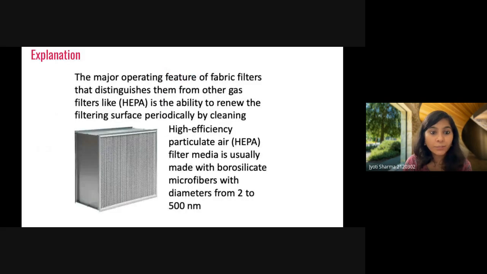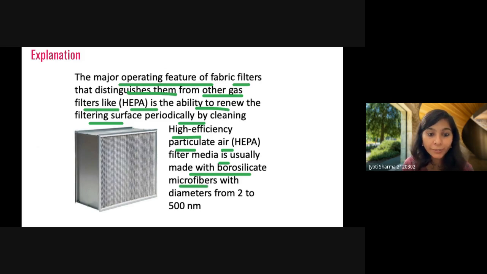So I have some explanation here. The major operating feature of fabric filter that distinguishes them from other gas filters like HEPA is the ability to renew the filtering surface periodically by cleaning. And the full form of HEPA, just see, is high efficiency particulate air filter. Here the media is usually made of borosilicate microfiber that has a diameter from 200 nanometer.